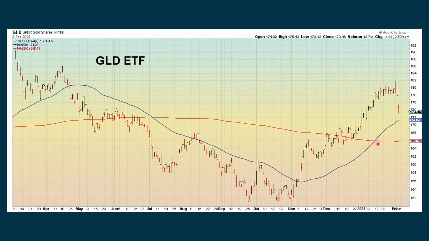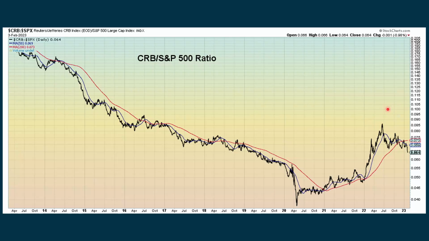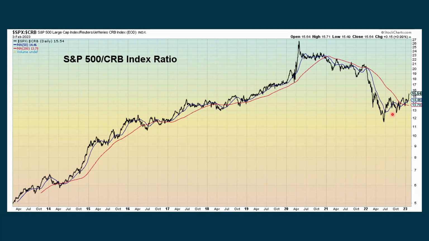Gold gave us a recent golden cross and is in an uptrend, but saw some real weakness in Friday's session. The same thing with silver, also in an uptrend, but real weakness on Friday. Looking at some indexes, the CRB to the S&P 500 shows that the CRB is now continuing to underperform the S&P 500. This shows where the S&P 500 is starting to outperform the CRB index.